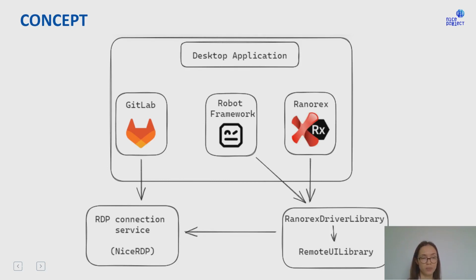To start an RDP session within our Robot Framework code, we utilize an RDP service. Our RDP service, known as NiceRDP, is an API service that can be installed on any physical computer. Once launched, it allows the creation of RDP sessions with specified machines.